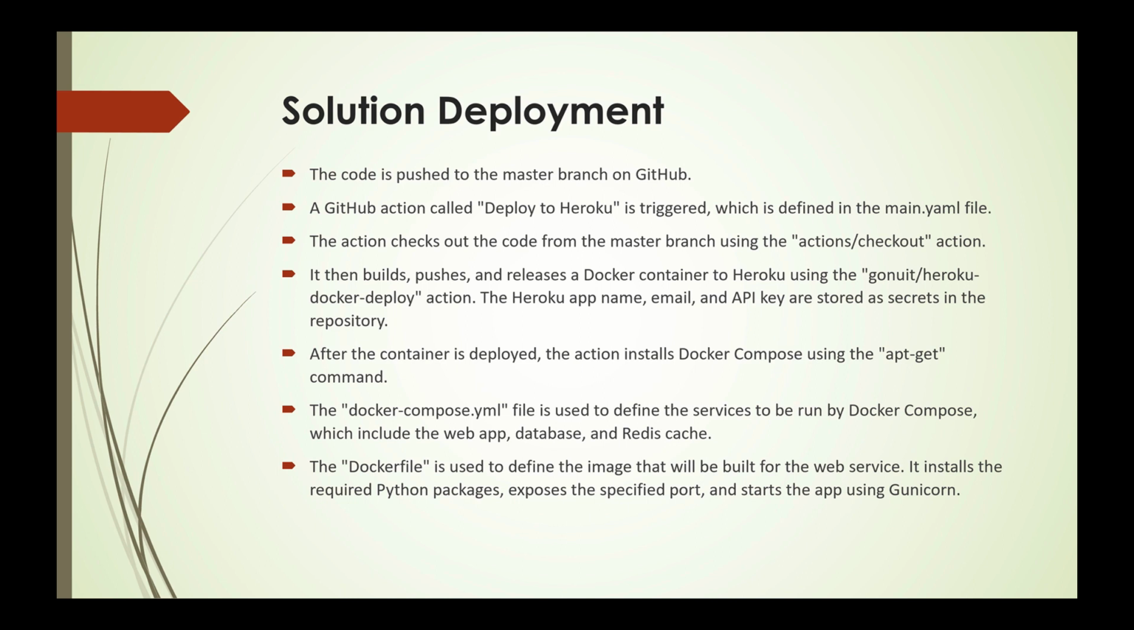This action checks out the code from the master branch using the action checkout action. It then builds, pushes, and releases the Docker container to Heroku using the go init Heroku Docker deploy action. The Heroku app name, email, and API key are stored as secrets in the repository. After the container is deployed, the action install Docker Compose using the apt-get command.